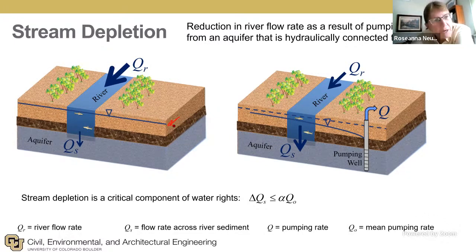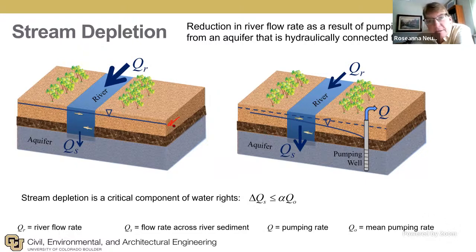And there's going to be some exchange of water between the river and the aquifer because the river has a higher stage than the water level in the aquifer. So we get some exchange across the sediment, and that's that Q sub S.